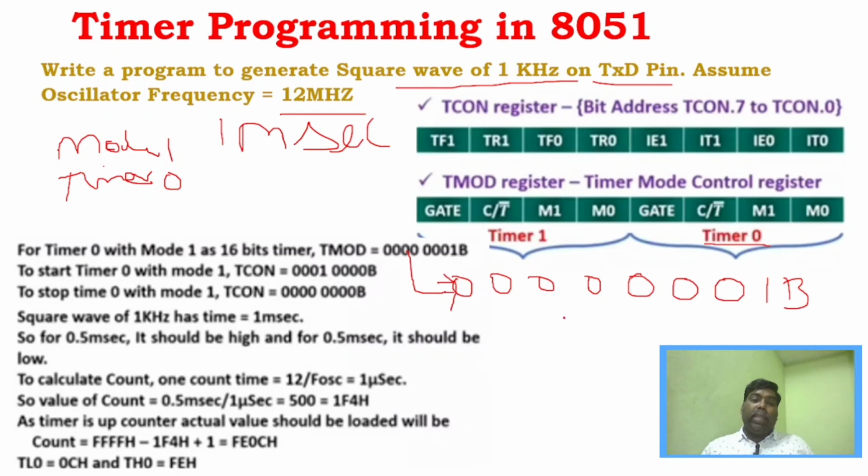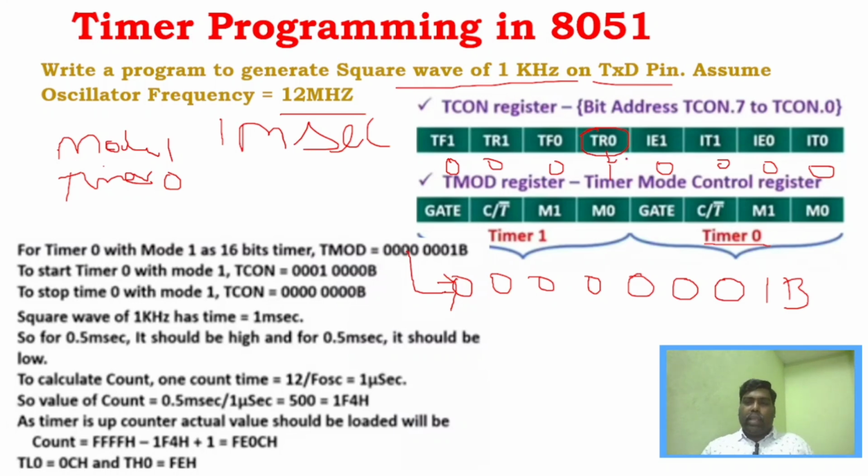So this is how I'll configure the TMOD, right? And I already explained in the previous video how to select timer 0. Now you have to start timer 0. For starting timer 0, this bit has to be enabled, right? This bit has to be 1, right? So what I have to do, 0 0 0 1 0 0 0 0, because I'm using timer 1, sorry, timer 0. If I'm using timer 0, then TR0 must be 1, right?